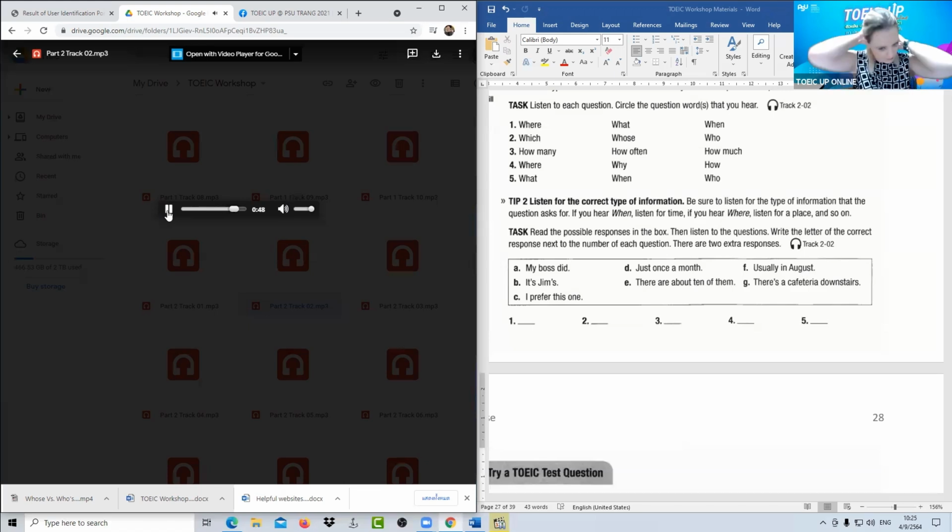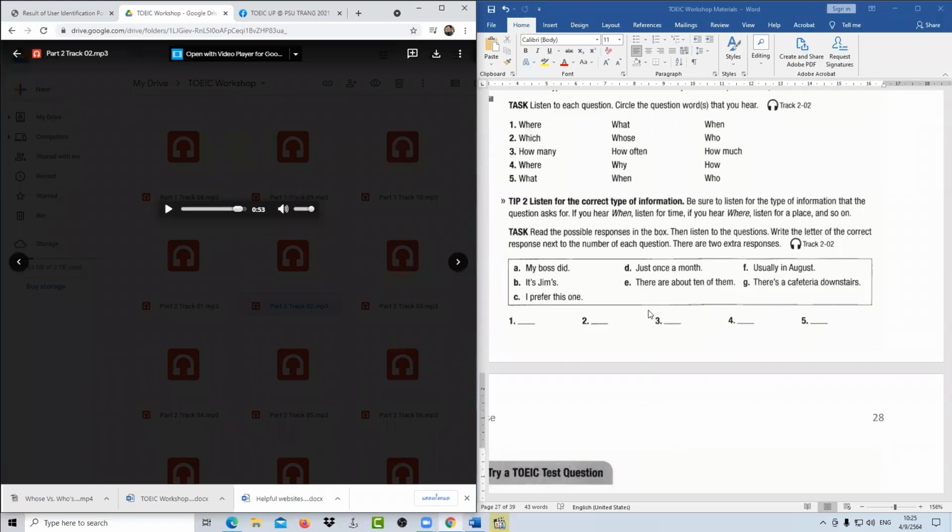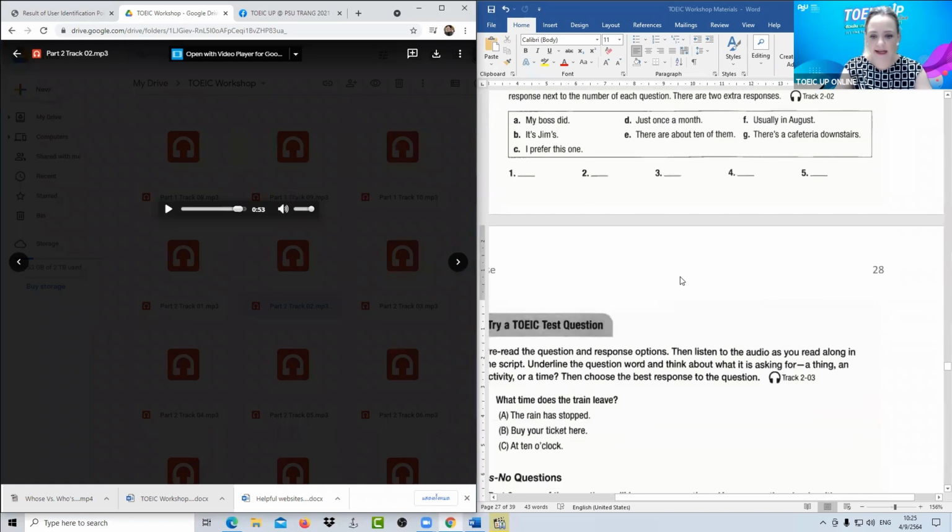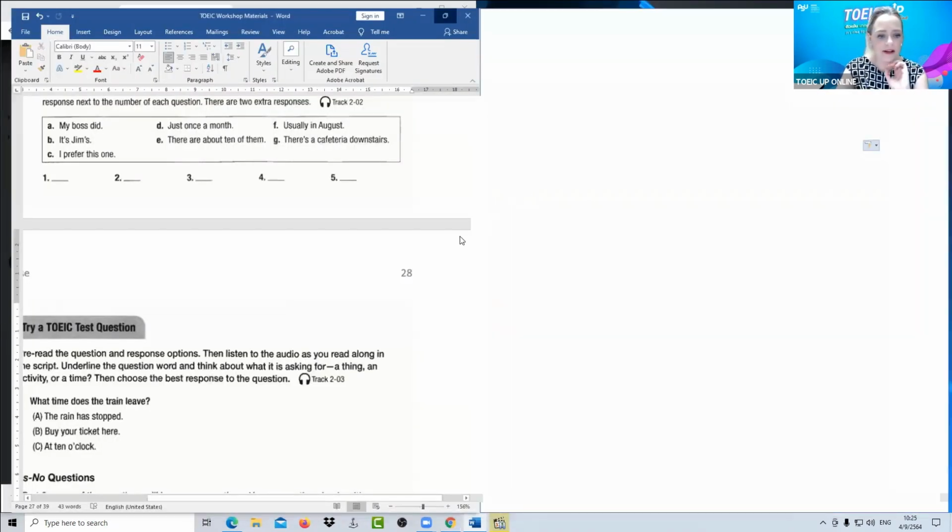Number 5. Who helped you write the report? A. My boss did. Why? Because we are looking for who? We're looking for the person, my boss. Excellent. Okay. Let's go on to the next one.